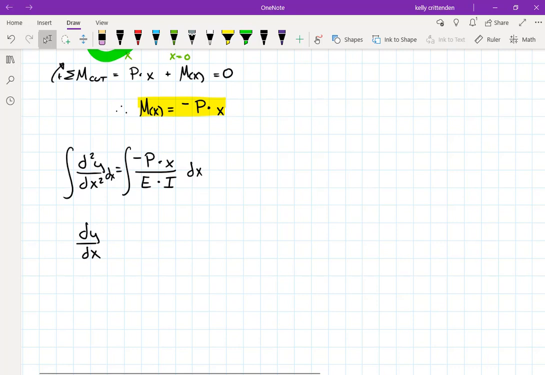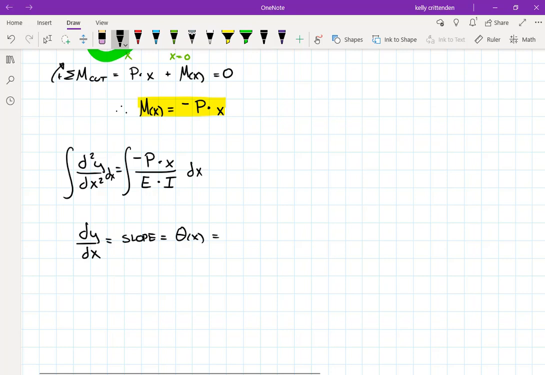So the second order derivative just becomes the first order derivative, dy/dx, which is the slope, which sometimes you might just call theta of x. It will be the slope of a tangent line at x, and it'll come out in radians. It won't be degrees, it'll be radians if you actually plug numbers in and solve for it. And then I just need to integrate the other side. So I have to integrate negative Px over EI times dx.